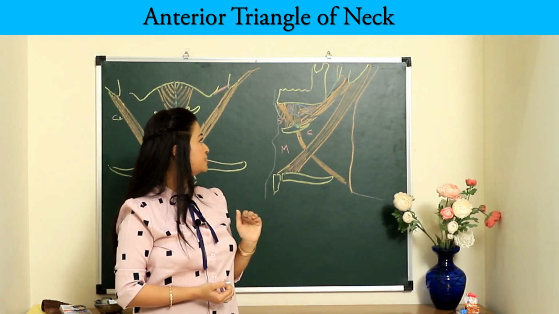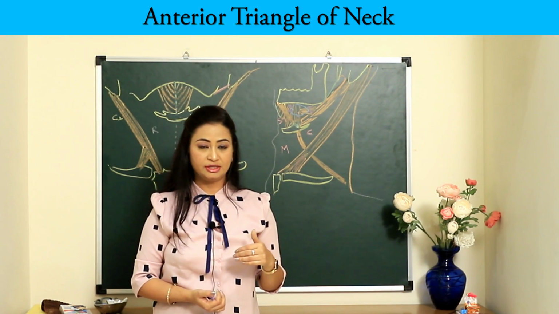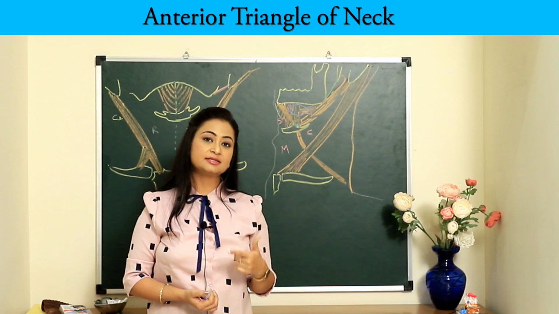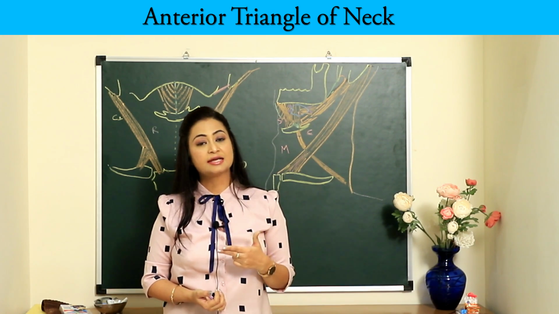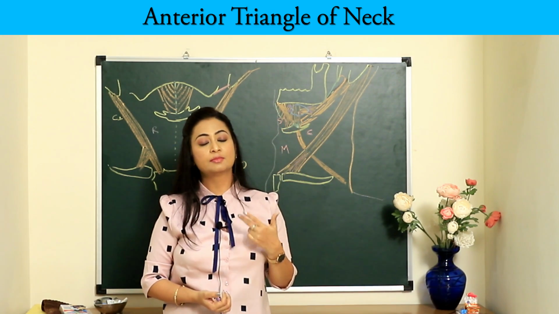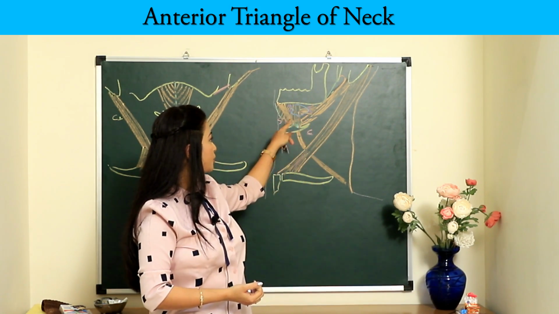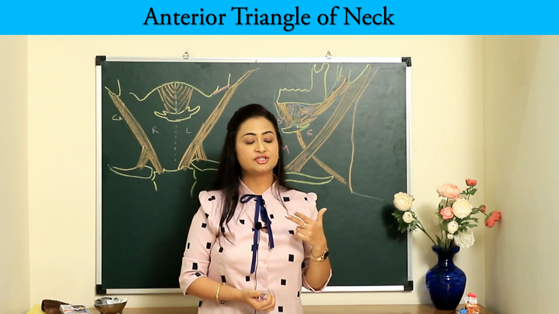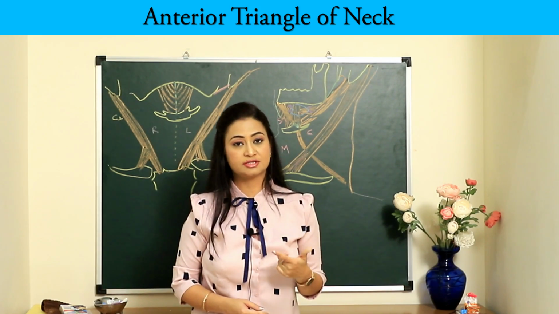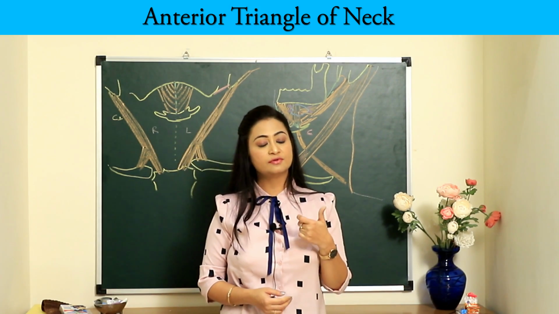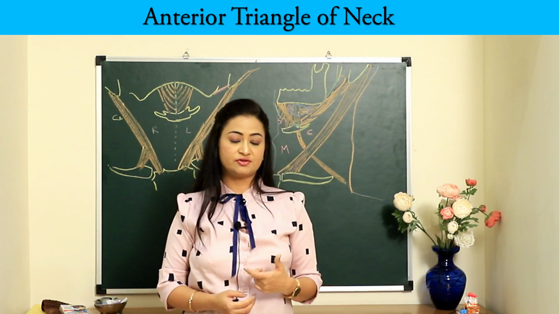Now the posterior part of this triangle has as a content the lower part of the parotid gland, number one. Secondly, the external carotid artery, right? Then you have the external jugular vein, as well as the styloid process and a few muscles that are attached to the styloid process. We have already seen the stylohyoid muscle, but there are other two muscles which arise from the styloid process, that is the stylopharyngeus and the styloglossus. So the styloid process along with these two muscles are also the content of the posterior part of this triangle.